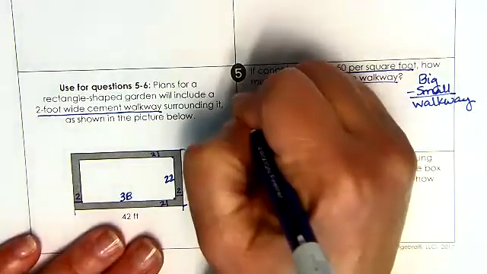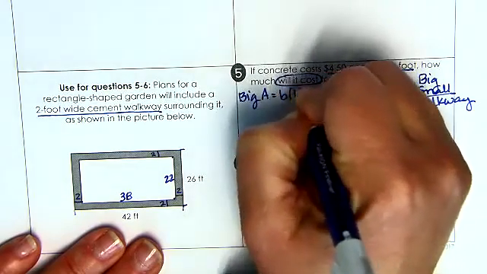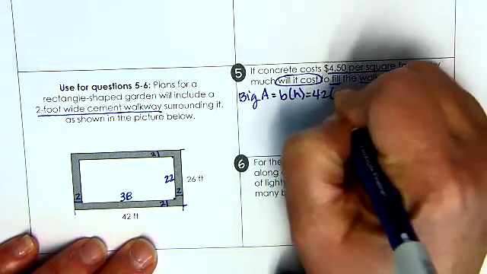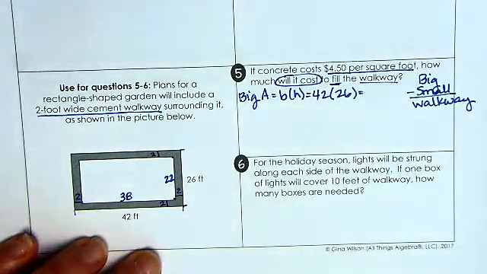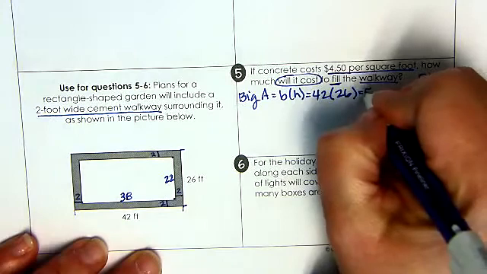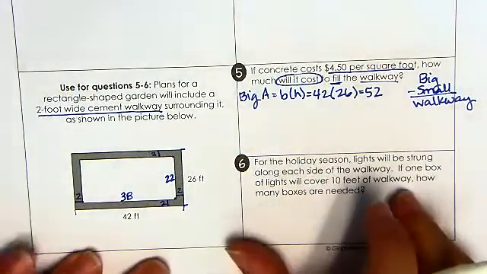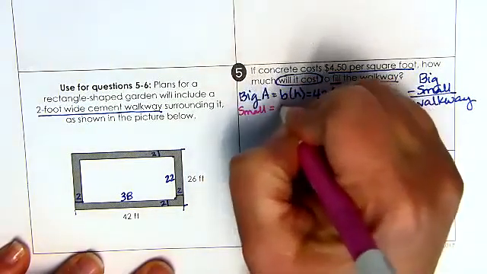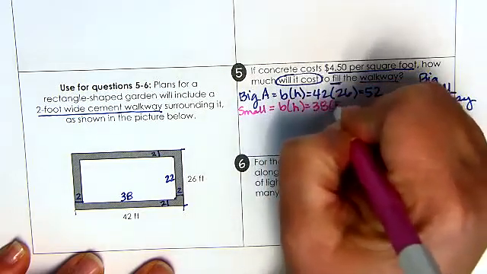Okay, so here we go. Let's calculate the big area, which remember is base times height. So that's going to give me 42 times 26. 42 times 26 gives me 1092. And now I'm calculating the small, or what you might call the inside. So here's the small. I'm still doing base times height, but this is going to be 38 times 22.